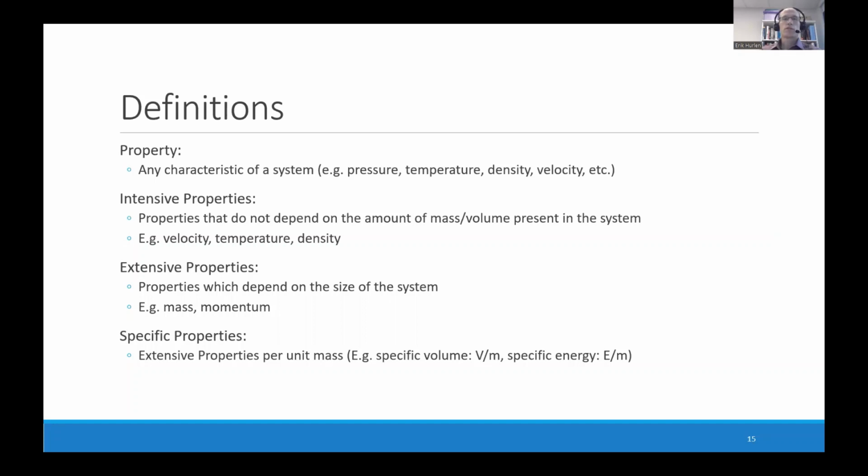Another class of properties are called specific properties. These are extensive properties, but per unit mass. We will see some of these next class, and more as the class progresses.